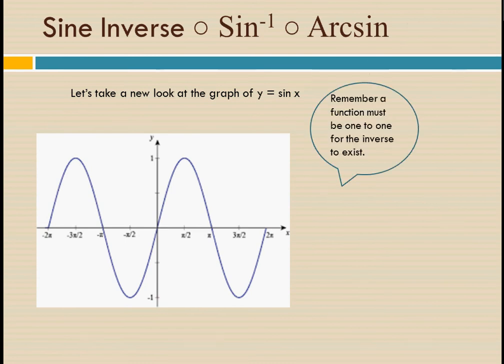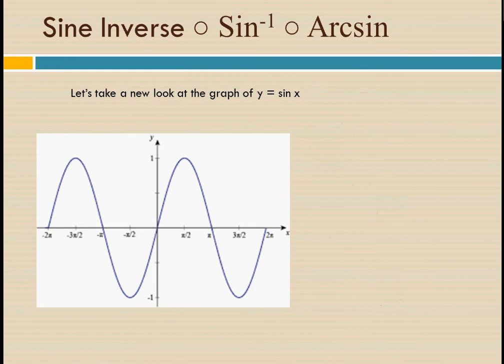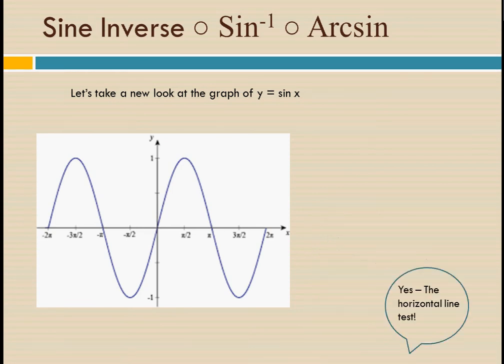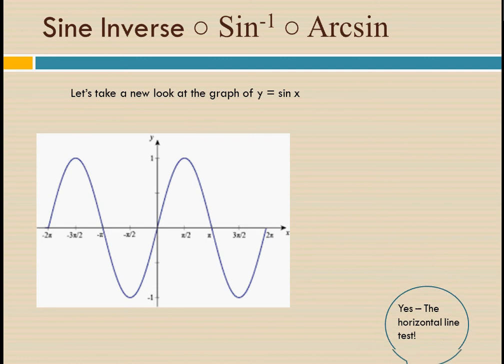First of all, in order for an inverse to exist, the function must be 1-to-1. We defined that a while back. Do you remember what a 1-to-1 function is? Is this sine function 1-to-1? And we had a test to know whether it was 1-to-1. Does anybody remember what it was? It was called the horizontal line test.